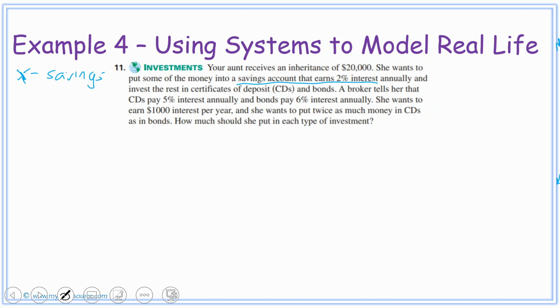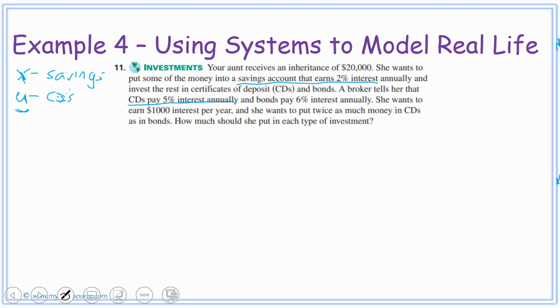So we keep reading, and it says, and invest the rest in certificates of deposit and bonds. All right, so we see there that that could possibly be our y and z because we have savings account, deposits, and bonds, and we know that the savings account has a 2% interest per year. It then says a broker tells her that the CD pays 5% interest annually. There you have it again. We have another multiple. So that means our y could represent CDs or certificates of deposit. And so we see there that's going to be 5% interest. All right, so that's our CDs.